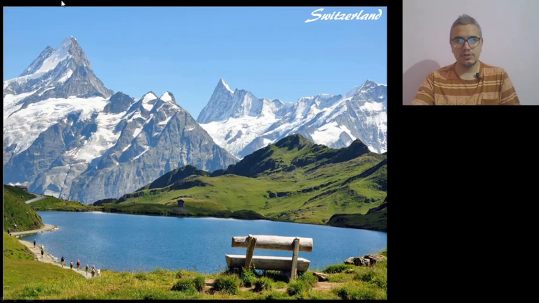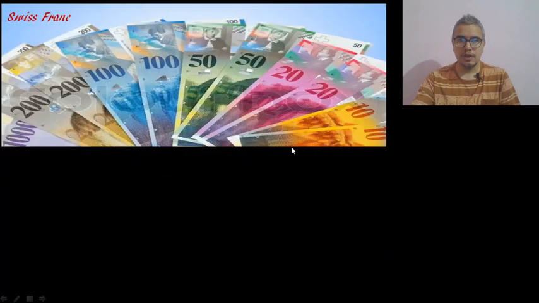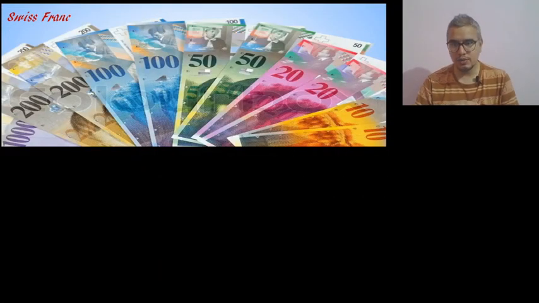This is also one of the photographs of the Alps in Switzerland. And if we are to go to Switzerland, obviously we cannot use Indian currency over there, isn't it? Indian rupees like 100 rupees note or 200 rupees note or say 2000 rupees notes will not work there.